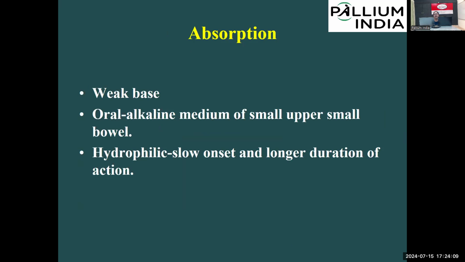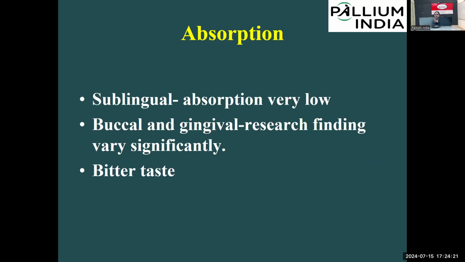Morphine is a weak base, and when taken orally, it is absorbed mostly from the upper part of the small intestine. It is hydrophilic in nature, so it is slow in onset and has a longer duration of action. The sublingual absorption rate is low, and research shows that buccal and gingival absorption is very variable. The rate of absorption is very variable, and morphine has a bitter taste.